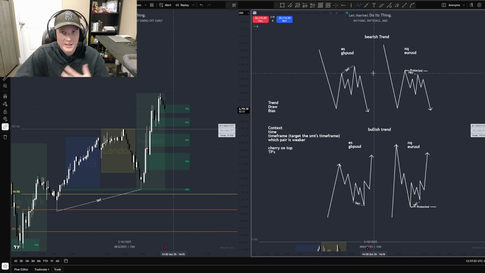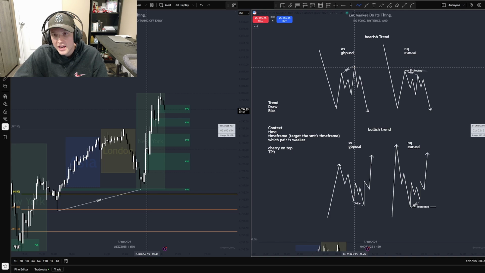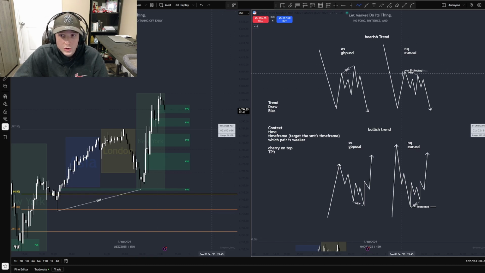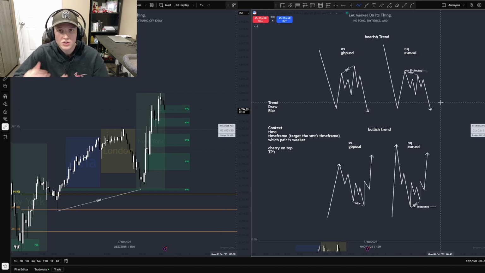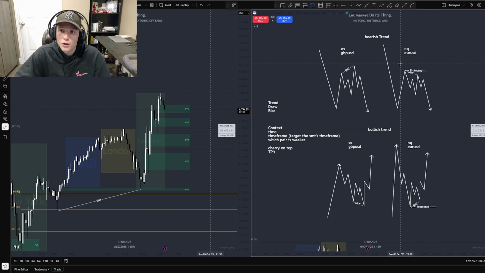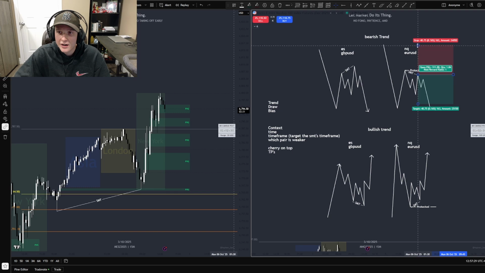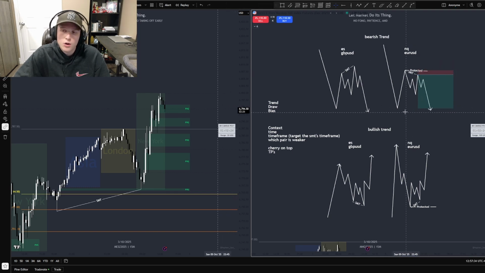But basically, I'm going to explain it one more time so people understand. This SMT is basically created because this high on ES was taken and this one on NQ was not. So this high becomes a protected high, as they call it. And as soon as this high gets taken, the SMT is broken. So if the SMT is your cherry on top, your stop should always go on that pair, and you should always enter on this pair with the protected high, put your stop at the protected high and target the nearest liquidity.